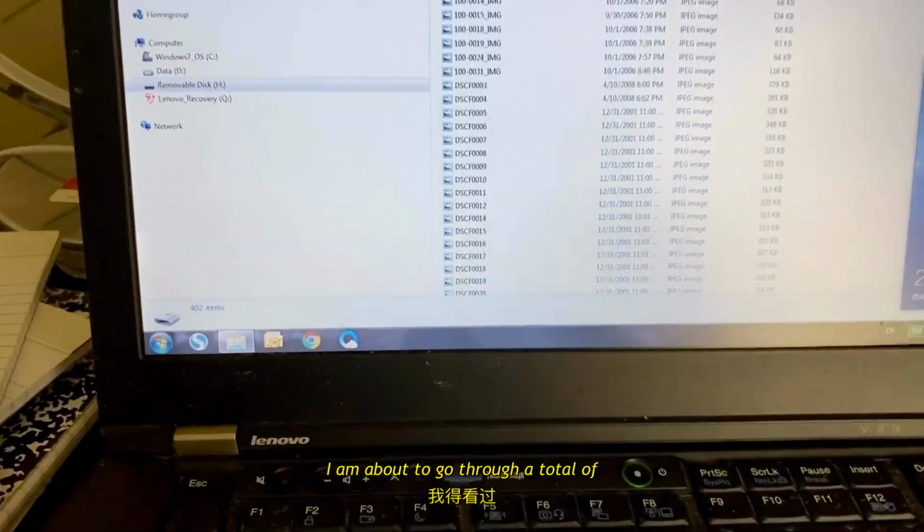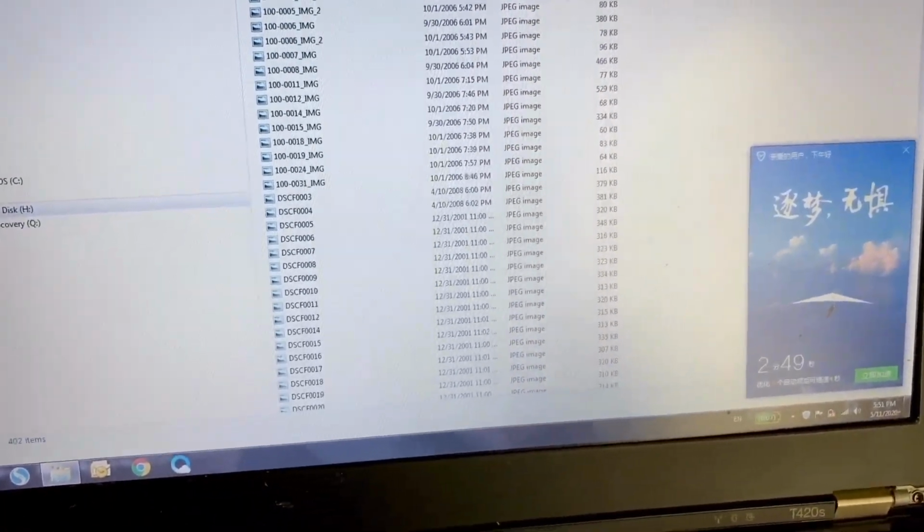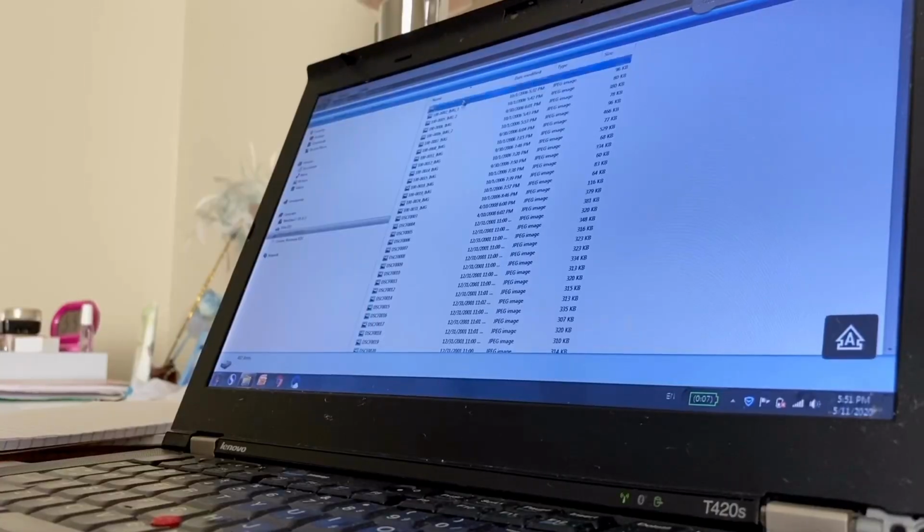There's a lot of pictures in here. Let me show you guys. I am about to go through a total of, I don't know how many, but it looks like over 100. Oh, Jesus Christ.